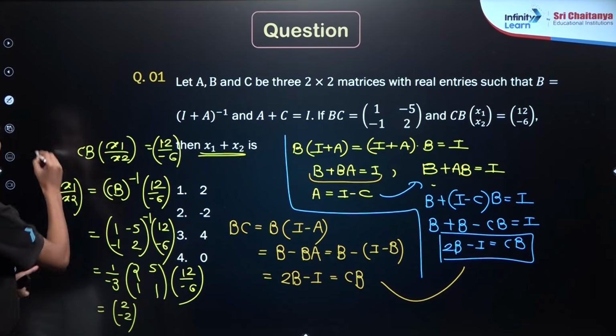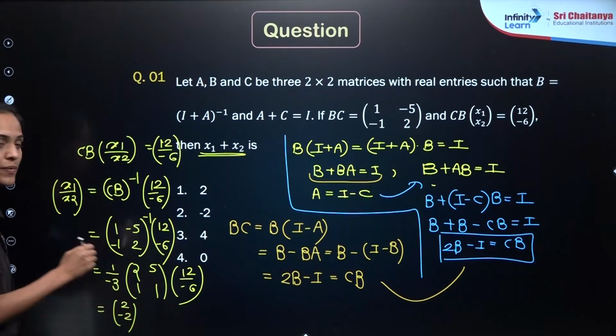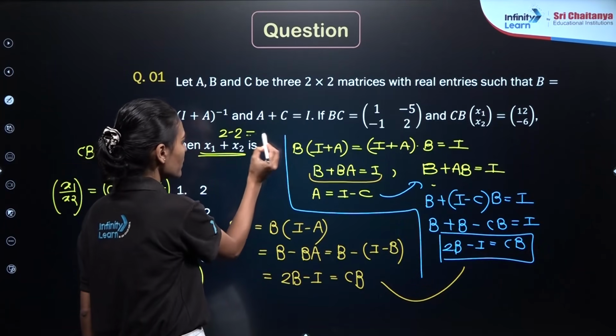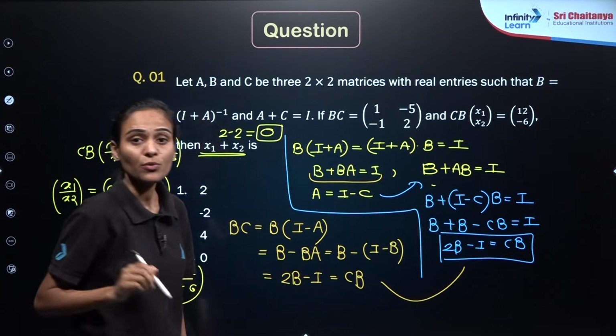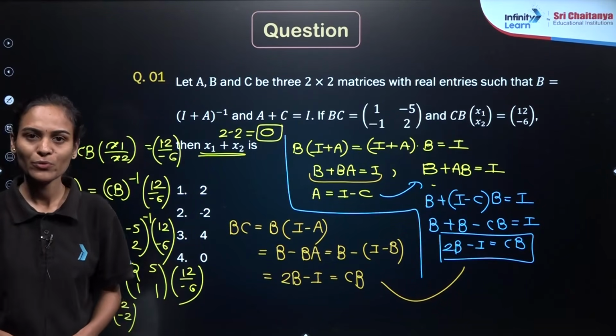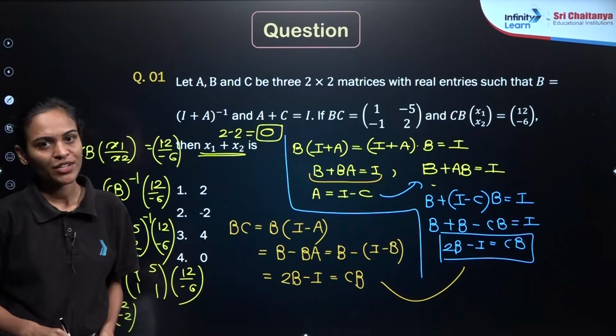Comparing, you will get x1 as what? 2, x2 as minus 2. So x1 plus x2 will become 2 plus minus 2, which is nothing but 0. So answer for this question is 0, students. In this way you can approach for these type of questions. Now let us take, students, second question.